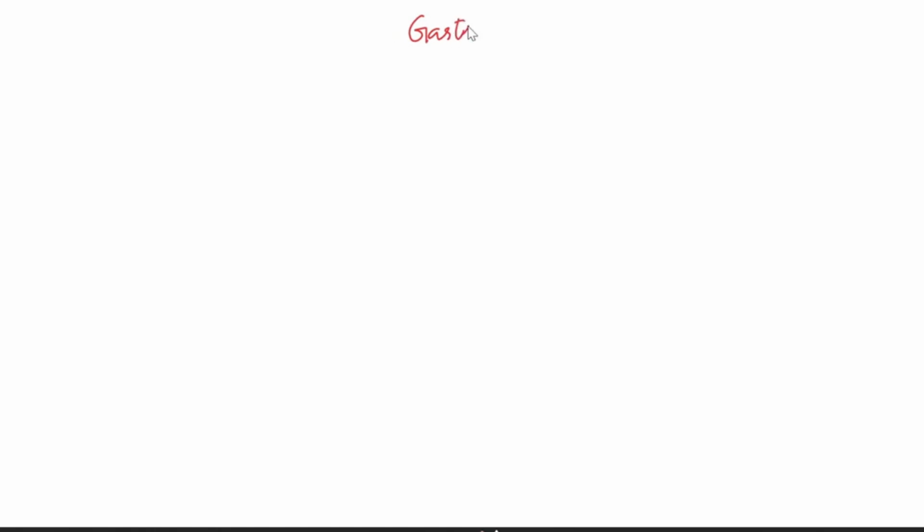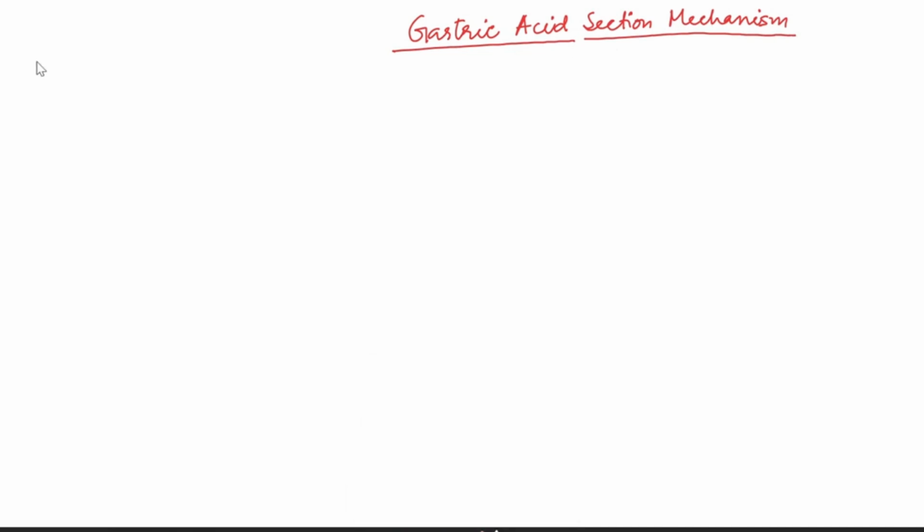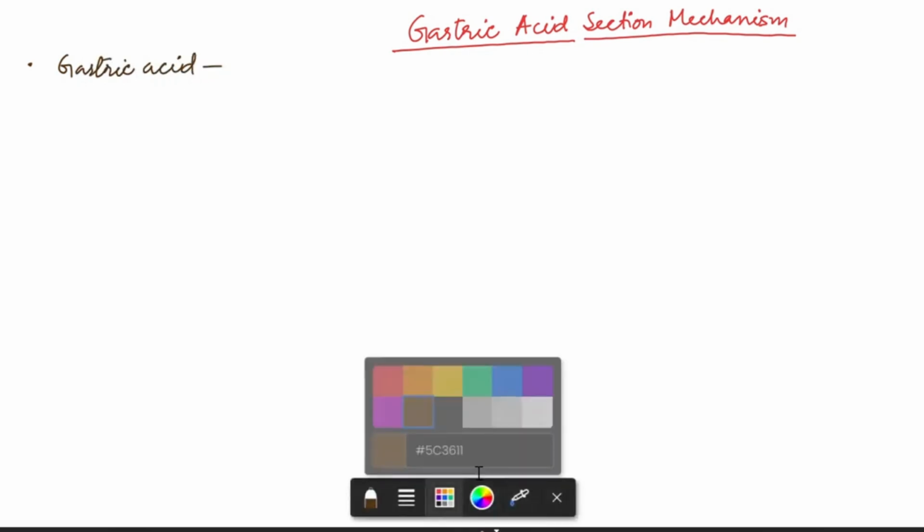Today's topic is gastric acid secretion mechanism, or how acid production occurs in the stomach. We will see which kind of acid is secreted from the stomach, that is HCl, which generates a strongly acidic environment. So the gastric acid is HCl, which strongly forms an acidic environment. Clear?